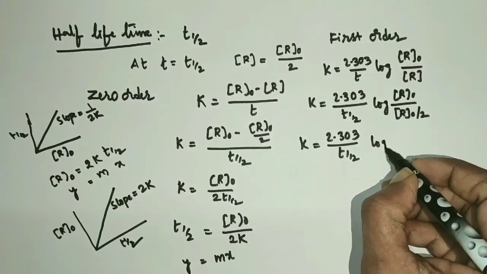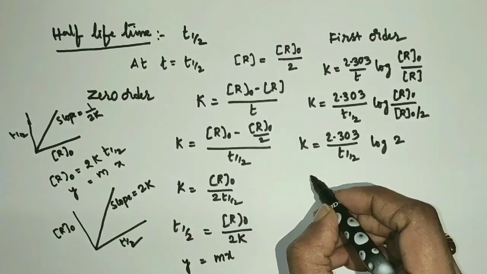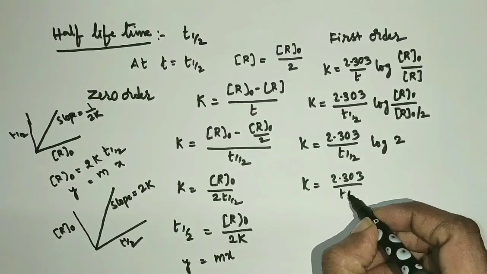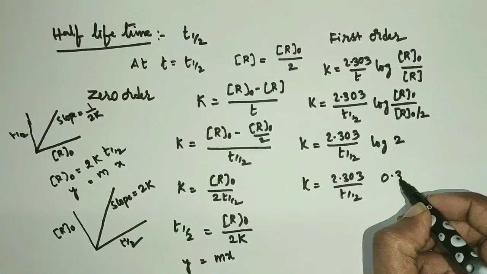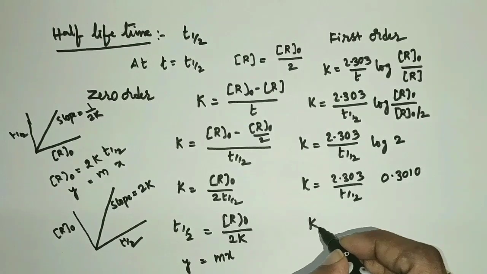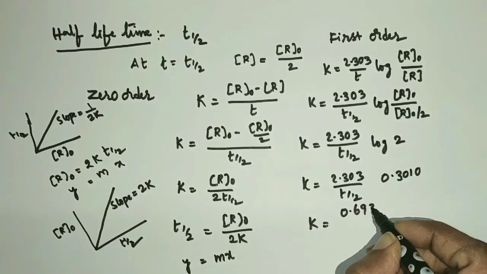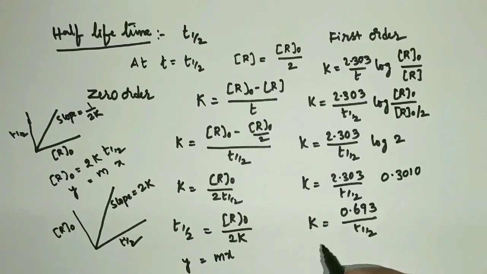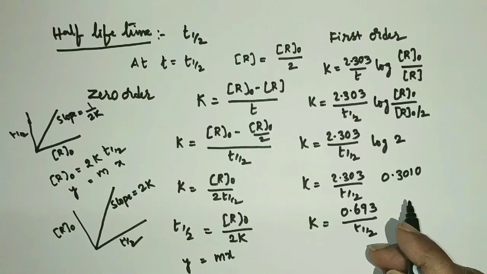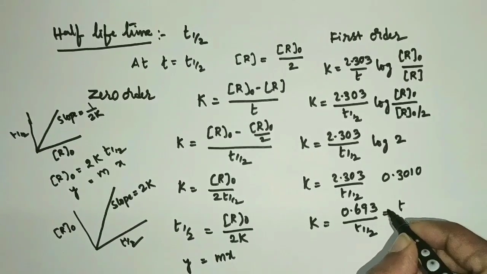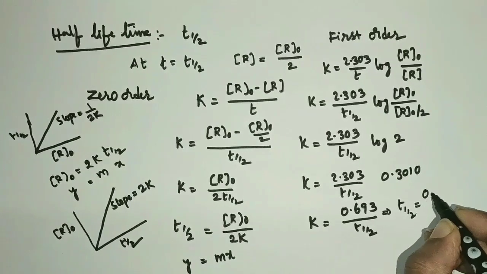Log 2 value is 0.3010. When you multiply these two, you will get 0.693 by T half. Here no concentration term is included. No initial concentration term is included. It means half-life time of first order reaction is independent of initial concentration of reactants.